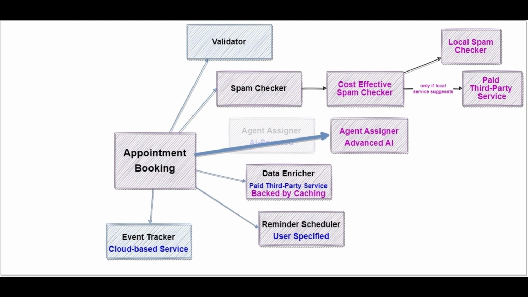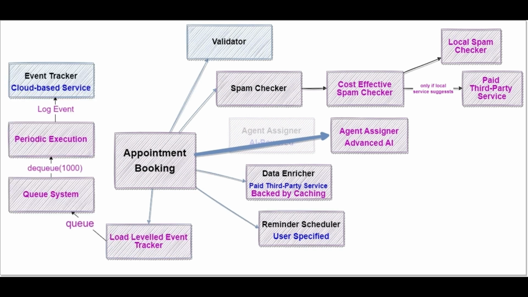In this scenario, we can do load leveling. We will replace the event tracking component with a load leveled version of it, like this. Instead of calling the cloud service directly every time an event is tracked, we will queue the request. Then a periodic executor will run every minute, dequeuing 1,000 requests at a time. It will then send these requests to the cloud-based event tracker, respecting the throttling limit of the cloud service.